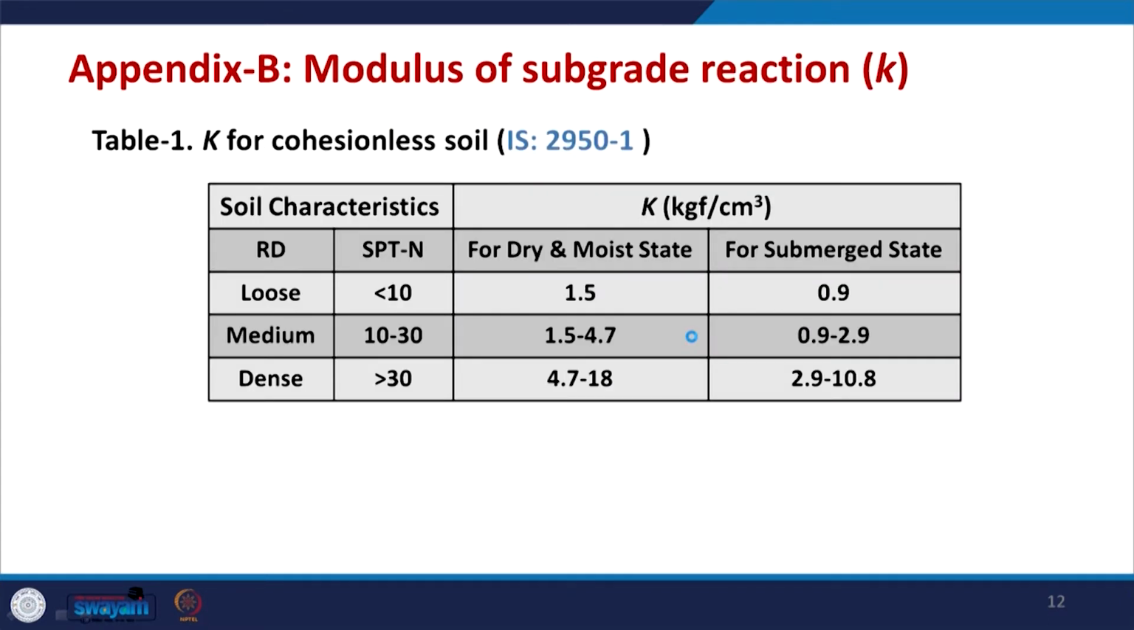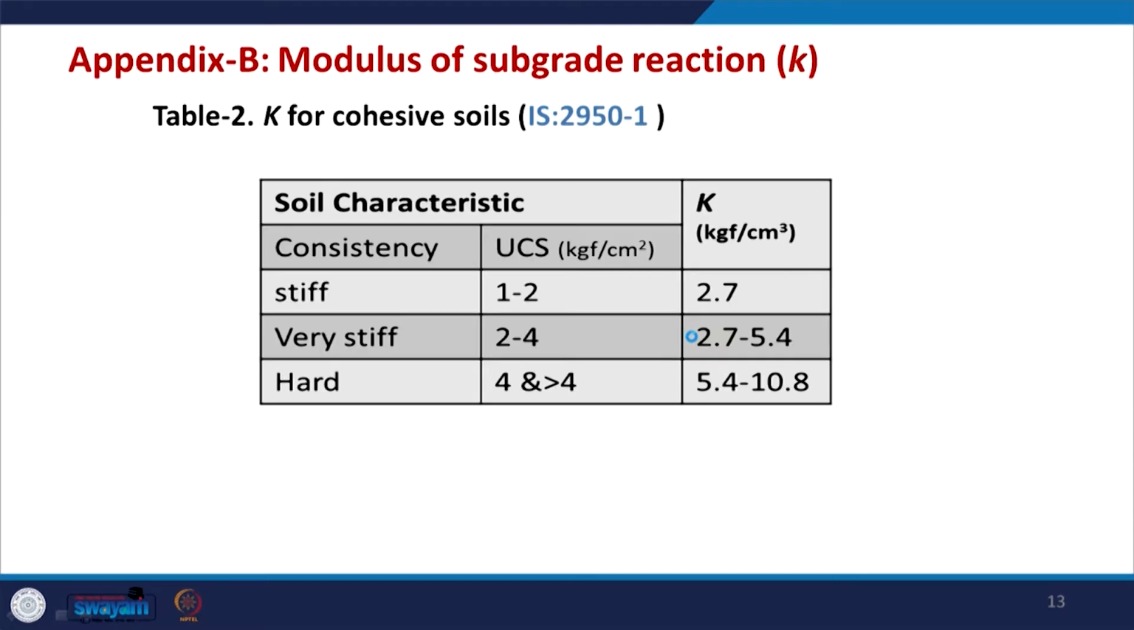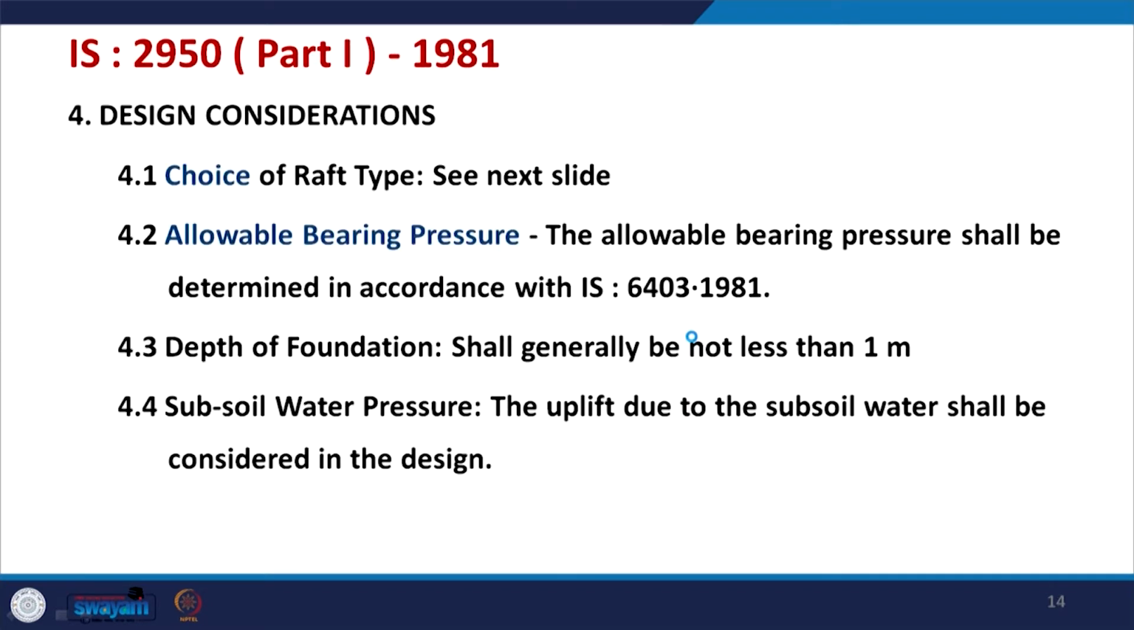Continuing with subgrade reaction, there are 2 tables given in the code, table 1 and table 2. Table 1 is based on the SPT values and is applicable for granular soils, or you can say sandy soils, while table 2 is applicable for cohesive soils. This has also been discussed last time.